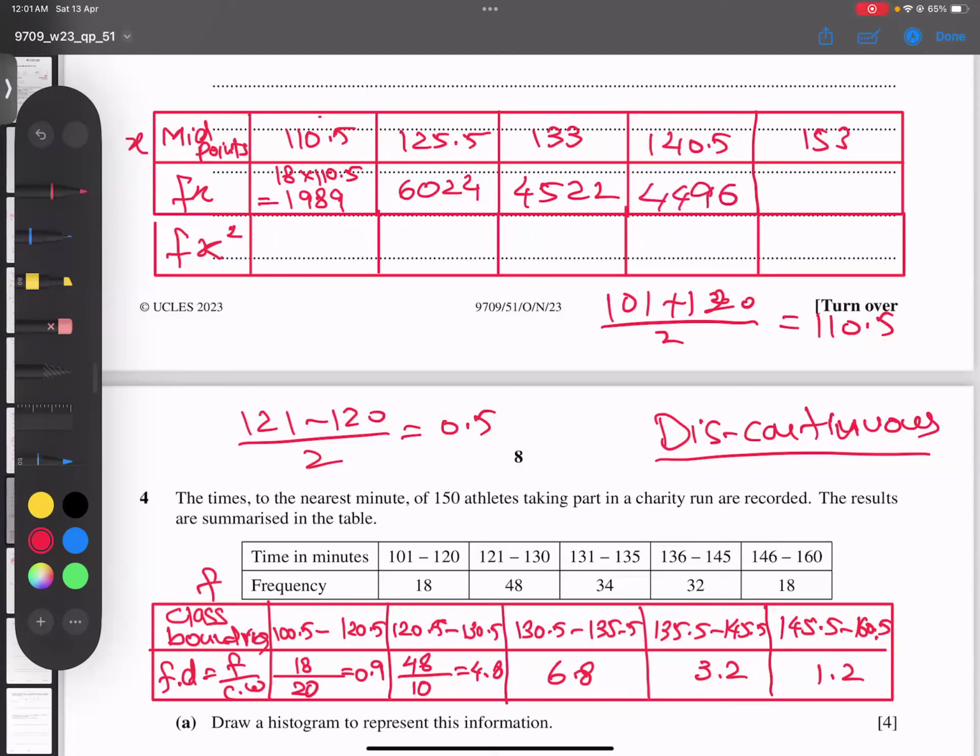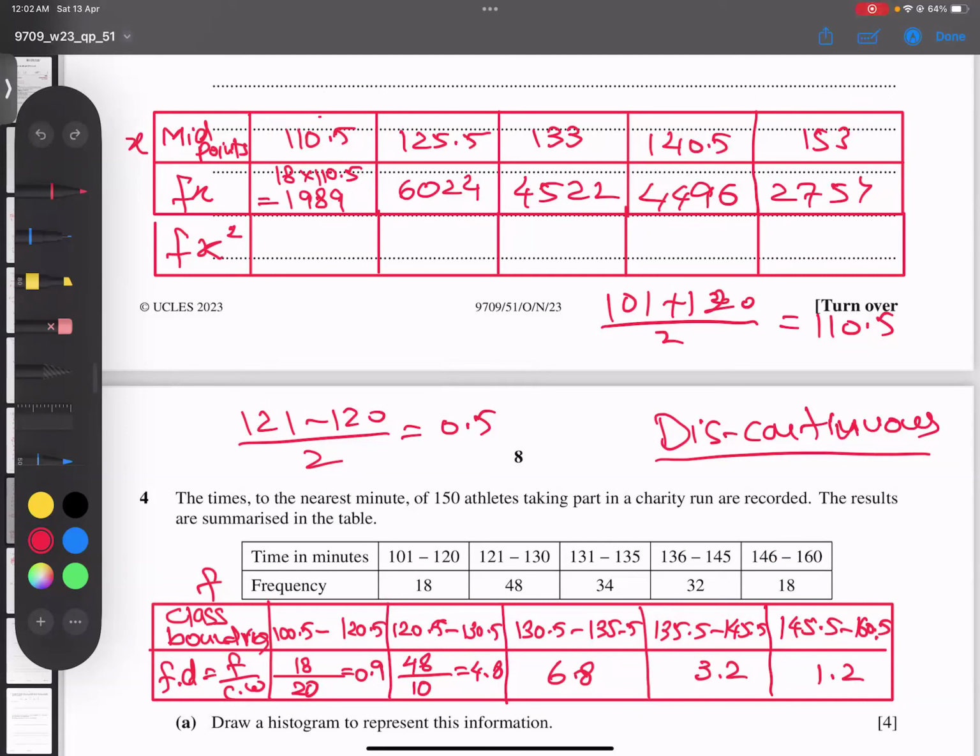And now our last one, 153 multiplied by 18. This 18 frequency multiplied with that number, and I'm getting 2754. I believe you got my point. And now how to get this column, fx square? I mean, square this number and multiply it with the frequency. I repeat again: square the number and multiply with the frequency.